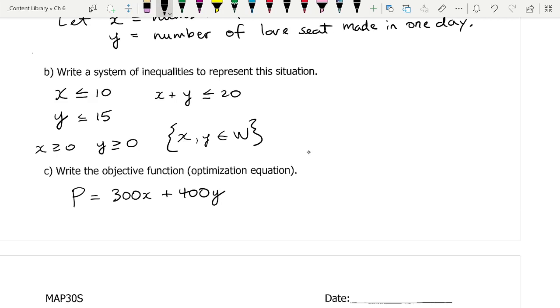And I'm actually not even going to graph that equation. Notice I can't. It has an extra variable in it. My job is I want to make this value called profit as high as possible. That's why I'm looking for the optimal solution in my solution set. And that's why we call this an optimization problem.